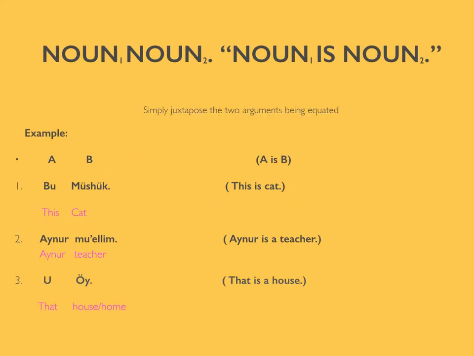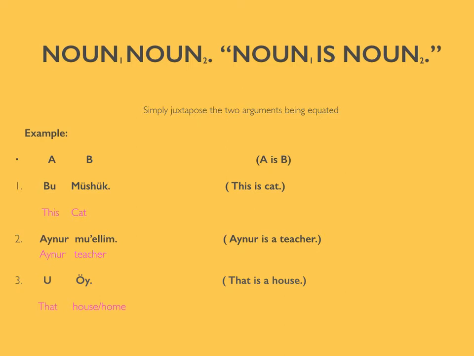The first one, noun 1, noun 2 means noun 1 is noun 2, right? So simply juxtapose the two arguments being equated. Example, A is B. Bu müşük. Müşük means cat. Literally it means this, cat. But in English, this is a cat. The second one, Aynur Muallim. Aynur is my name, it means Moonlight, but it's my name. And Muallim means teacher. So you put Aynur, teacher. Aynur Muallim. That means Aynur is a teacher.